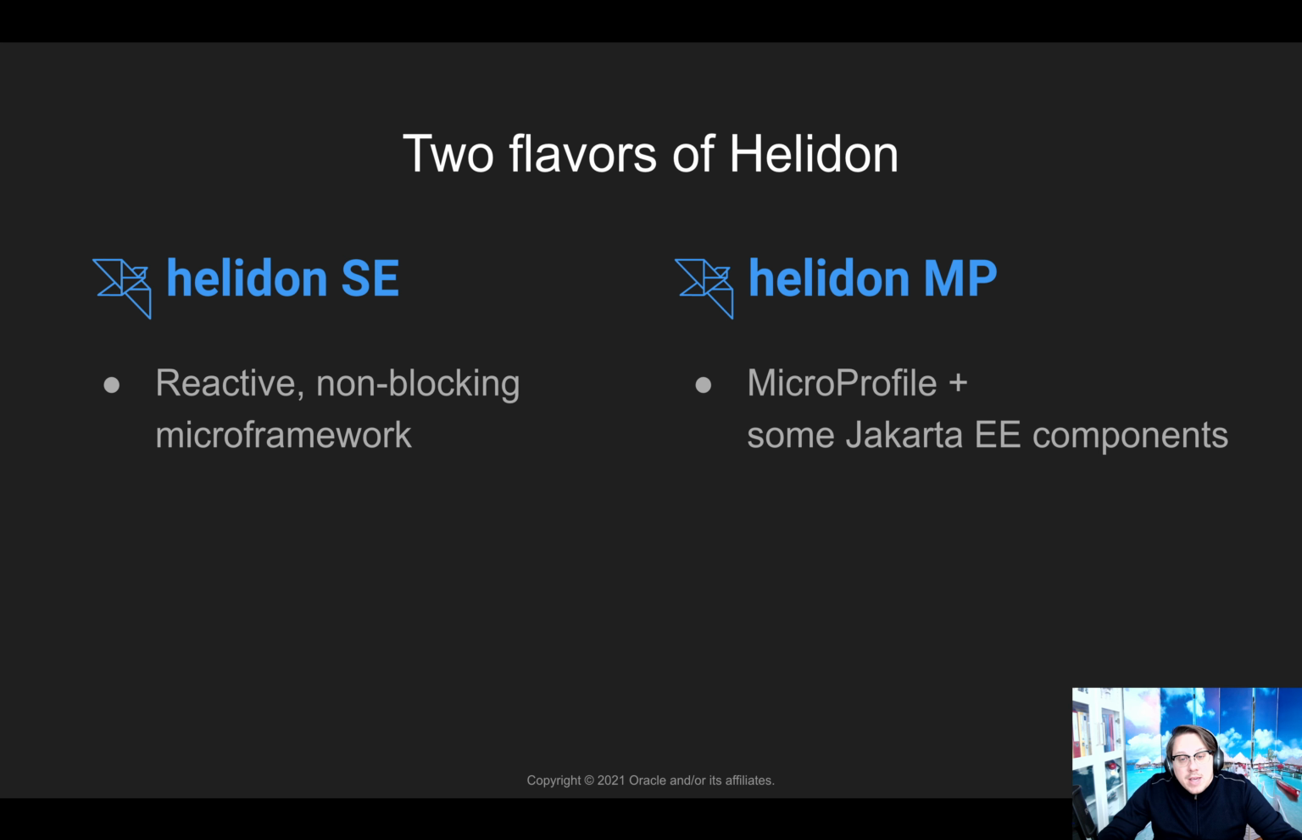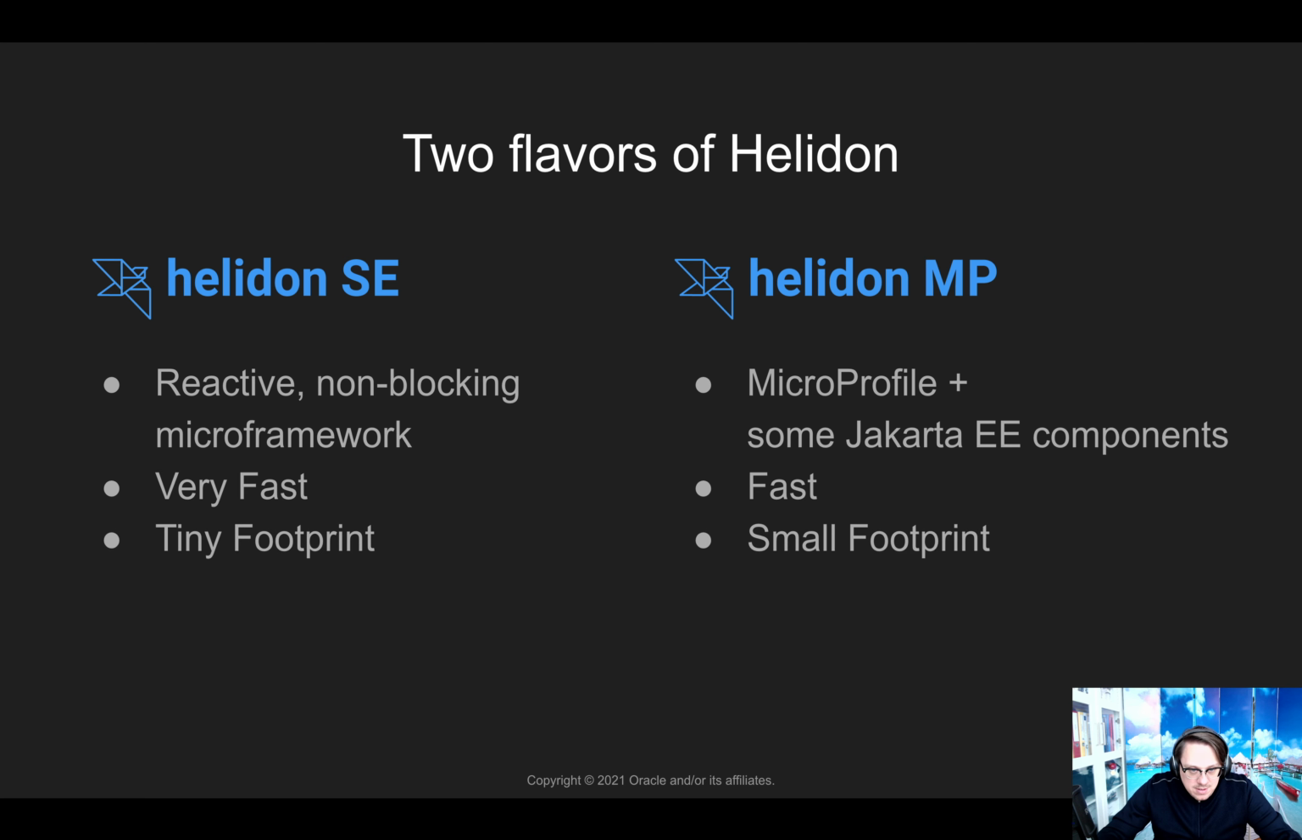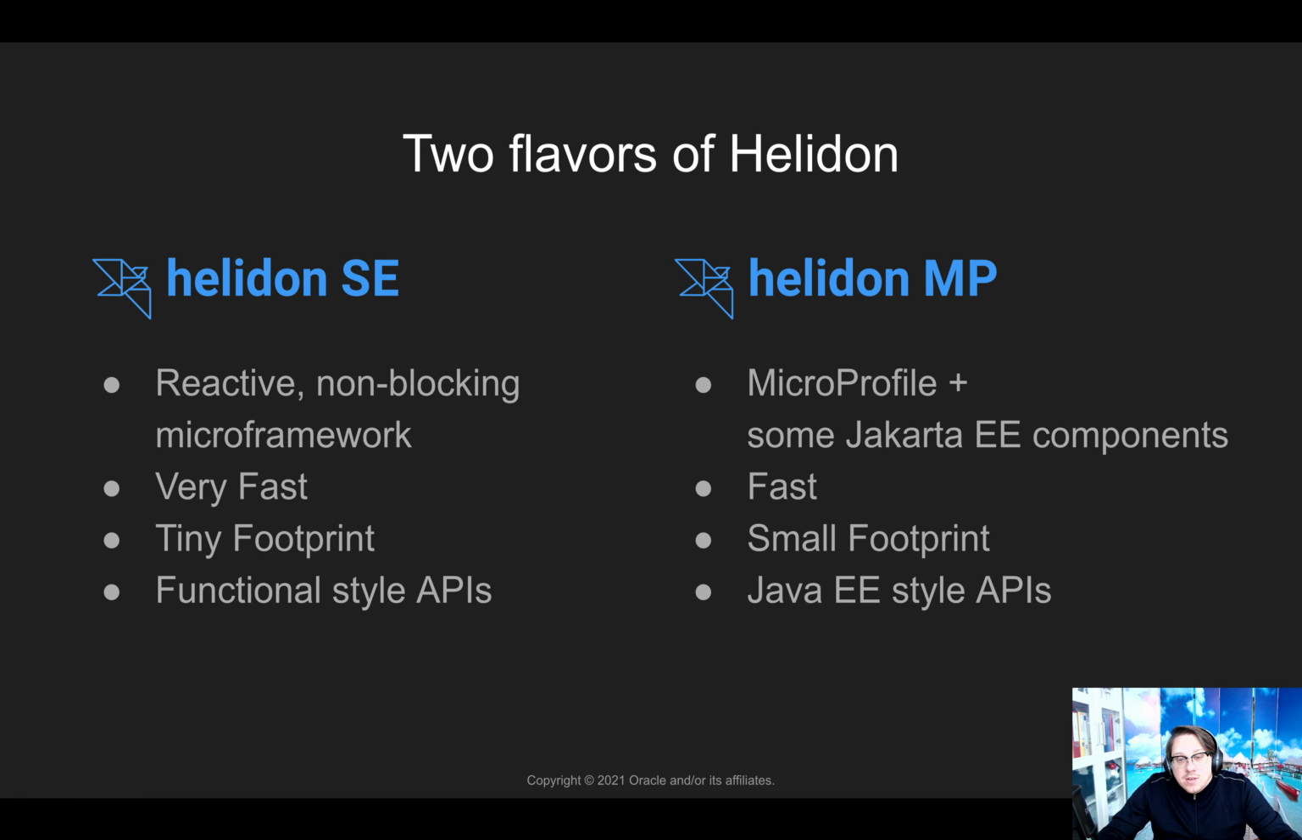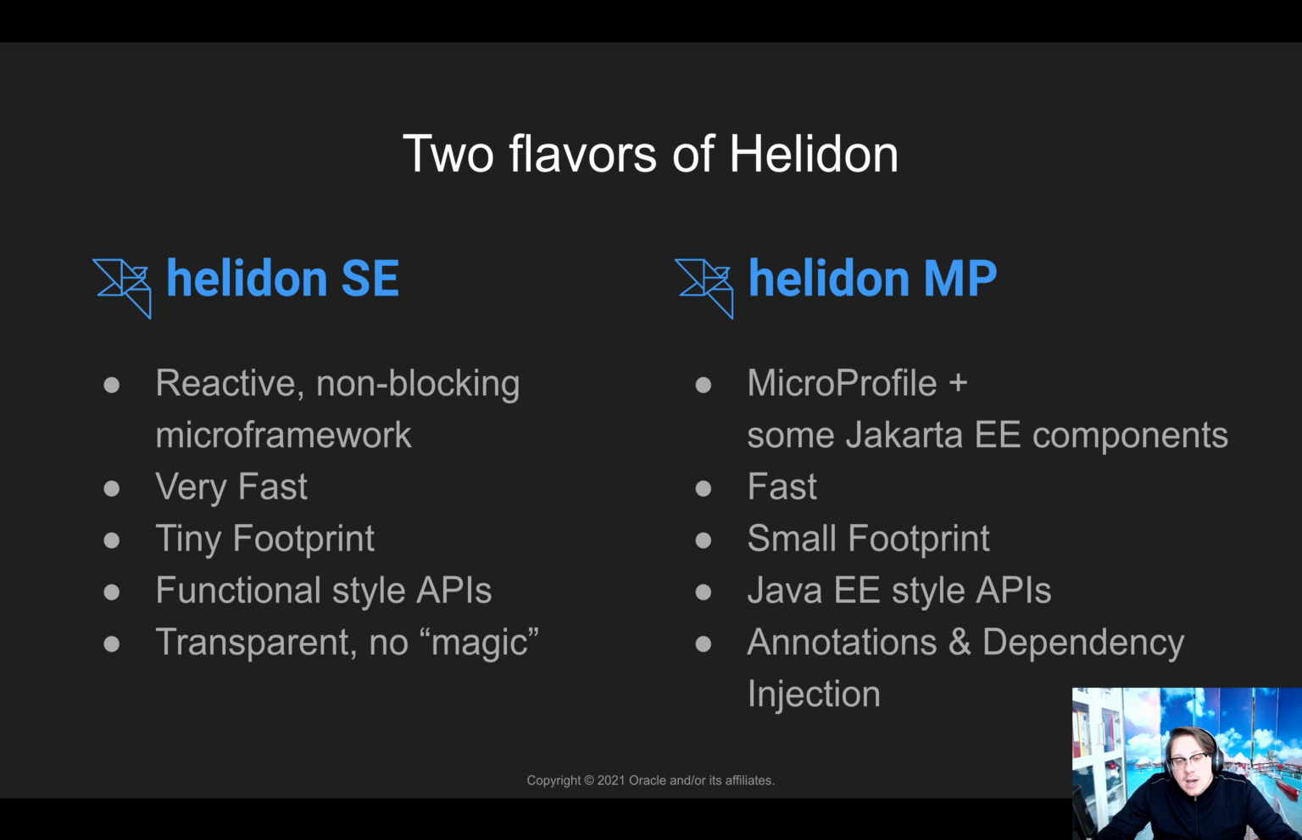So what do we have? If Helidon MP is MicroProfile specific, then Helidon SE is a pure Java reactive non-blocking microframework. Helidon MP is fast, and Helidon SE is incredible. It's much faster than MP. If MP has a really small footprint, Helidon SE has a really tiny footprint. The API style is annotation-based in MP and pure functional APIs are available to you under SE. And once again, there is absolutely no magic. That means it's pure Java. Only a few annotations like override maybe are used there, and everything happens really quickly.